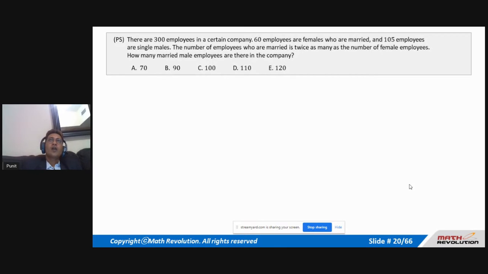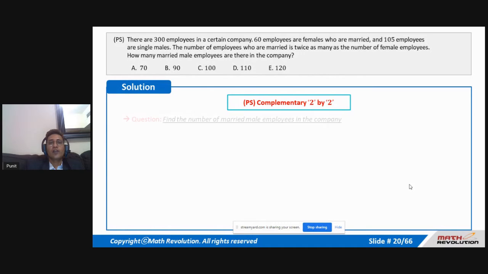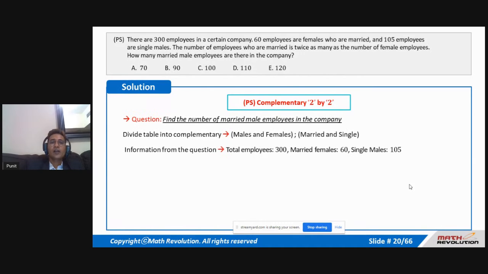So male and female are complementary words to each other. Single and married are again complementary words to each other. So I understand that this particular question would require a complementary 2 by 2 table for sure. We need to find the number of married male employees in the company. We'll divide the table into complementary males and females, married and single.